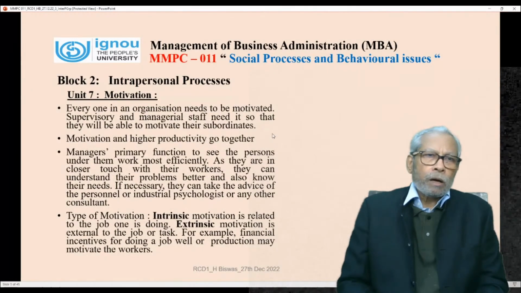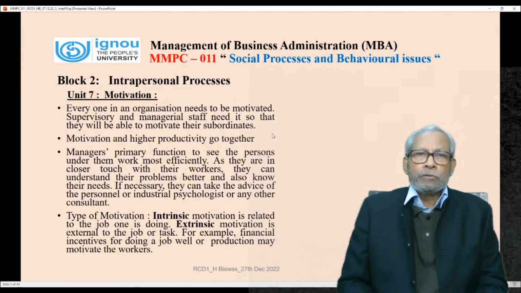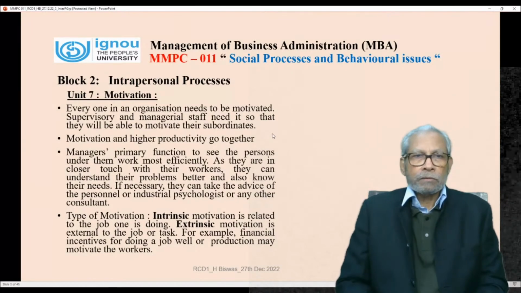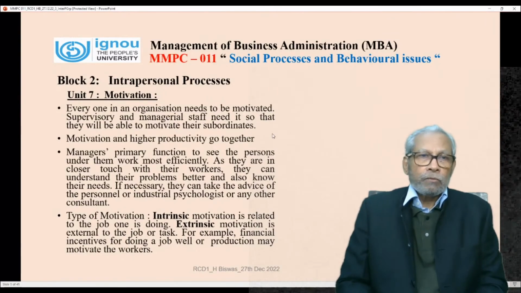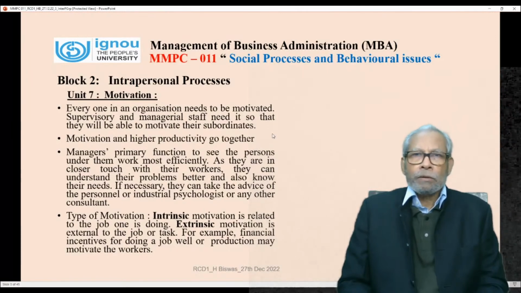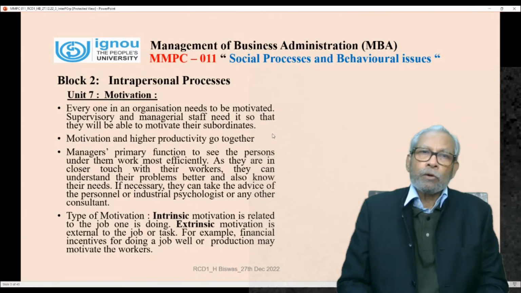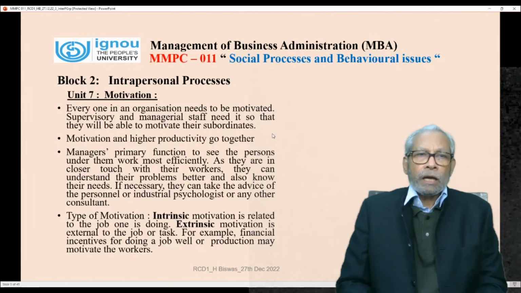Now, everyone in an organization needs to be motivated. Supervisors and managerial staff need it so that they will be able to motivate their subordinates. In most cases, we are just talking about the workers' motivation, but it is also needed at the supervisor and managerial level. They also should be motivated, because only then can they better motivate their subordinates. So motivation and higher productivity go together. It is hand in hand.